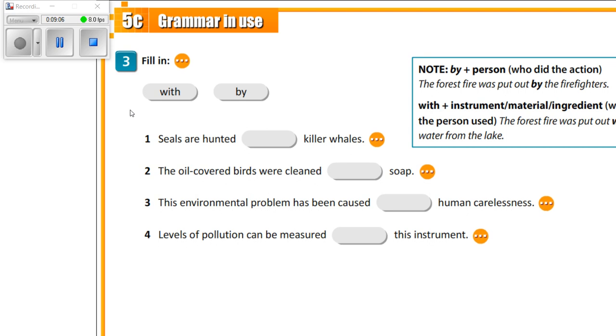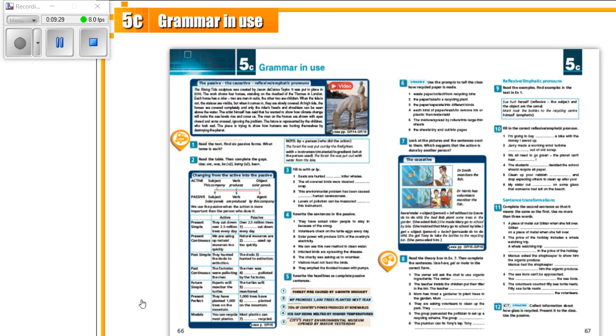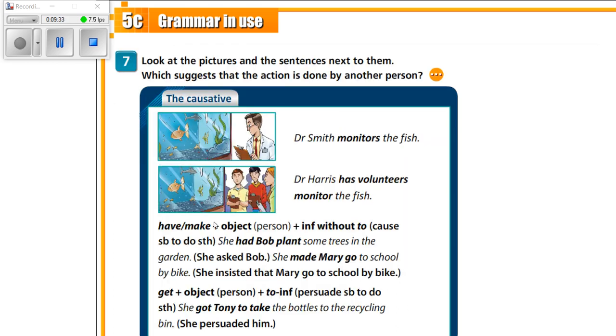So the first one: seals are hunted by. The oil-covered birds were cleaned with them. The environmental problem has been caused by human carelessness. Levels of pollution can be measured with the instruments. So the other questions will be for you as an activity to answer.